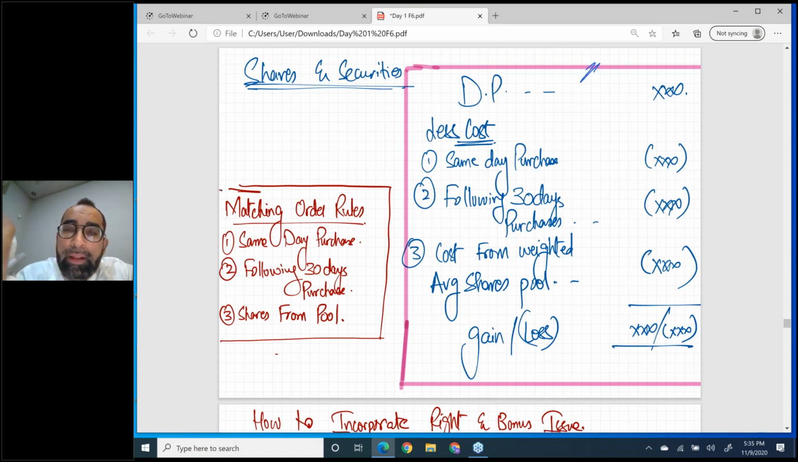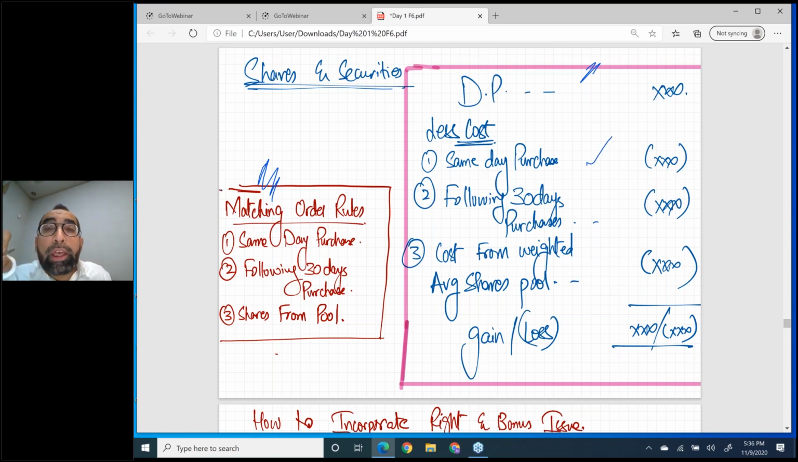For computing gain, first of all you'll write DP, and with the disposal proceeds you have to match the cost. So how to match the cost for shares? This is the matching order rule. Always follow these matching order rules. What is the priority? Number one, same day purchase. Just check whether on the disposal date you bought any shares on the same date. If yes, then use that cost first. Same day purchase, this is the first thing.